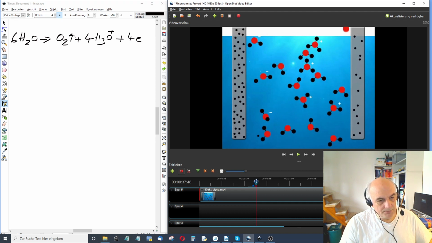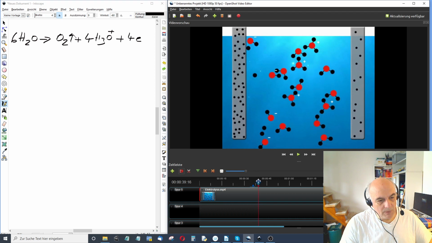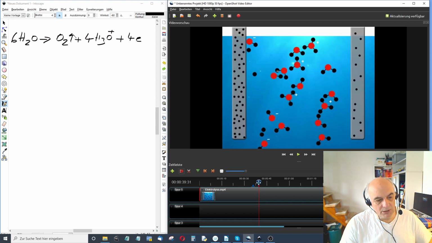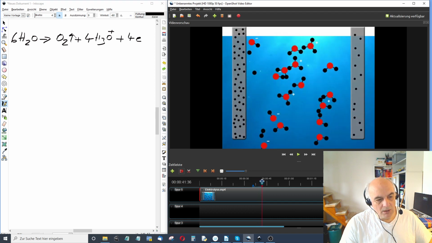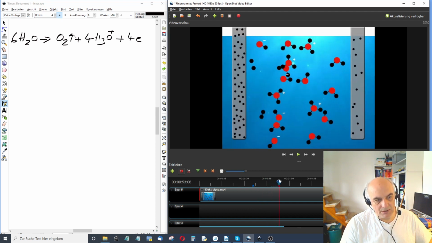and the hydrogen now bonds together to an H2, and the OH minus, which is again an ion, moves to the other side.